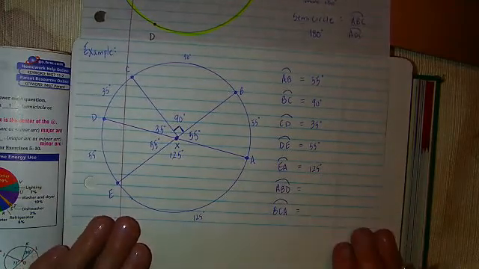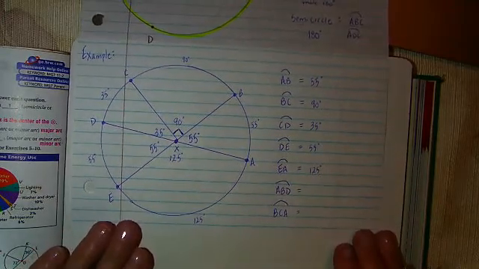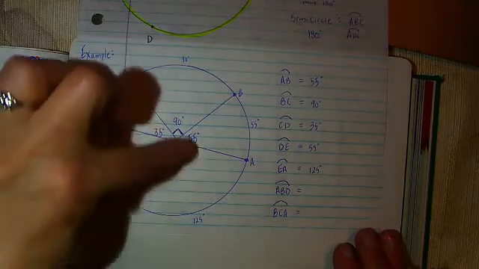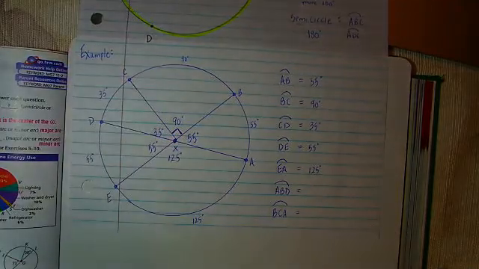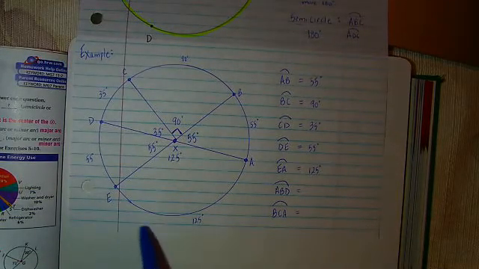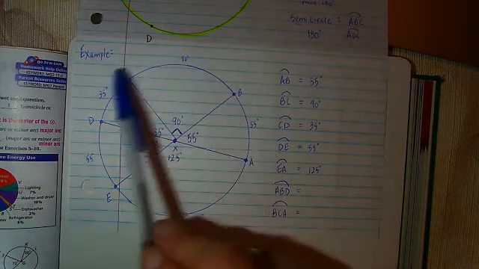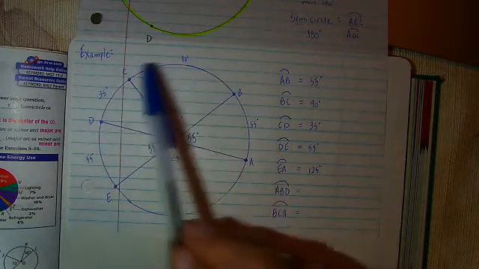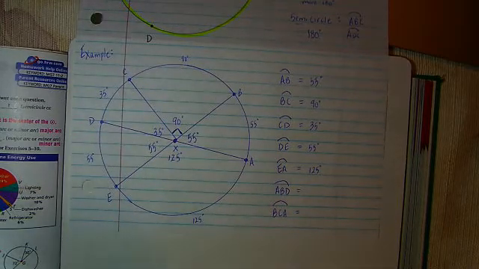And another way you can check to make sure everything is good: just like in the center, our angles needed to be 360 degrees, if we were to go all around, the arc measurements should be 360 degrees as well.